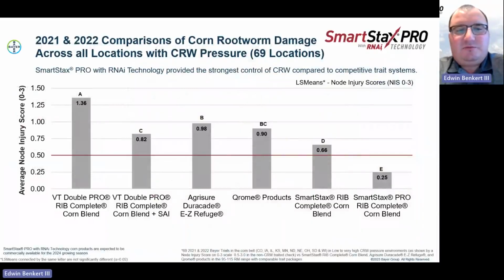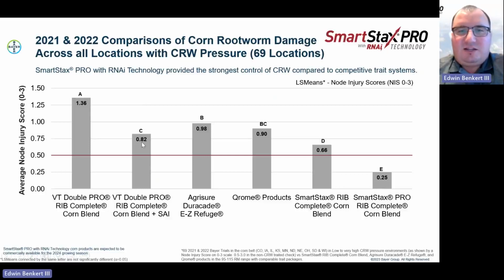So when we look at the root injury, we had 69 locations over 2 years that had root injury. And on the y-axis here, you remember this is our nodal injury score. A 0 is going to be very good, healthy. That's what we like to see. Whereas the higher we go, that's going to mean more root injury. And we can see when we break it down that Double Pro is not going to have any protection against corn rootworm. So this would be our check. You can see it's about a 1.4. So at least a 17% yield reduction from corn rootworm feeding happening here, and pretty high pressure in this data set.